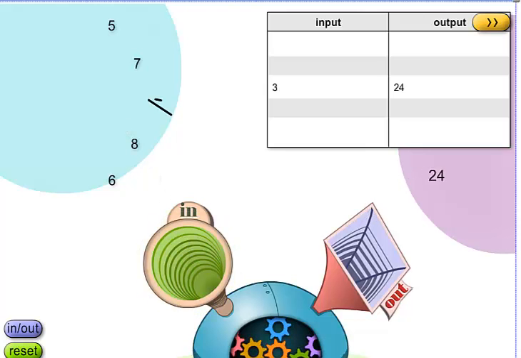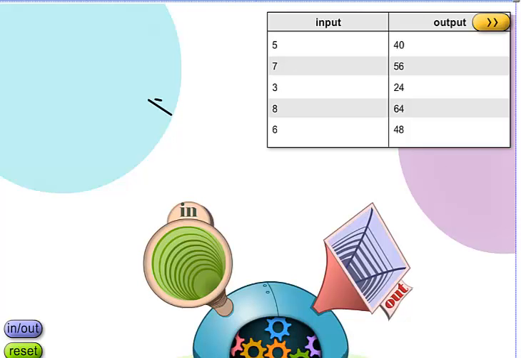In goes a 3, out comes a 24. In goes a 6, out comes a 48. In goes an 8, out comes 64. In goes a 7, and out comes a 56. Do you know the rule? Can you figure out what the function machine is doing?